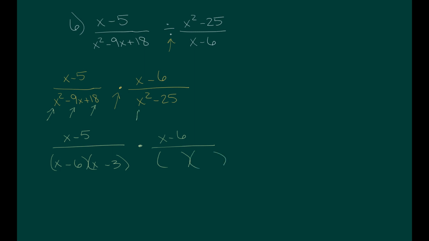So what times what gives me x squared? X and x. What times what gives me 25? 5 and 5. One has to be plus, one has to be minus. Now let's simplify. So we have x minus 5 and we have x minus 6 that we can cross out. When I do, what's left on top? A lot of students would say nothing, but that's not true. There's always a 1 assumed to be in front of each of these things. So 1 over x minus 3 times x plus 5. And that is my final answer.